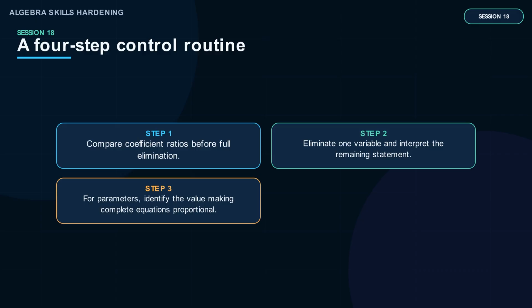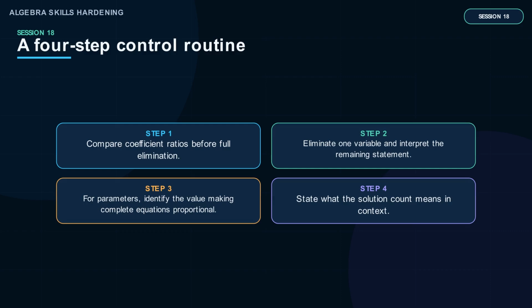Step 3. For parameters, identify the value making complete equations proportional. Work efficiently without skipping an operation. Step 4. State what the solution count means in context. Whenever possible, verify with evidence independent of the original working.